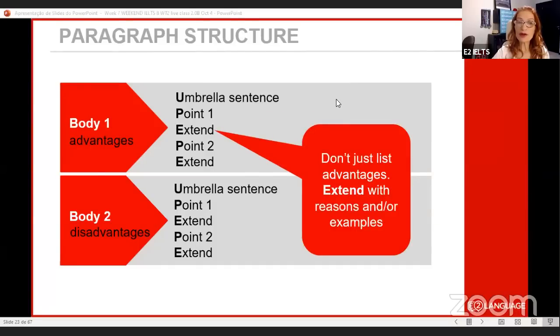So it's important that you don't only list; you have to list and also extend with reasons and/or examples. The intention of this extending is to show that you're explaining your point, okay? You can add a concluding sentence to the paragraph, definitely. It's not really necessary for a double idea paragraph, but you can. It does enrich your writing, definitely.